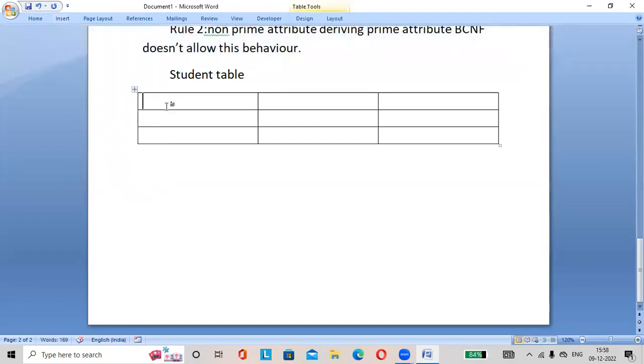Okay, here: student ID, course name, faculty name. The course name is Java, the faculty is Mr. Mark. 1002, C++.